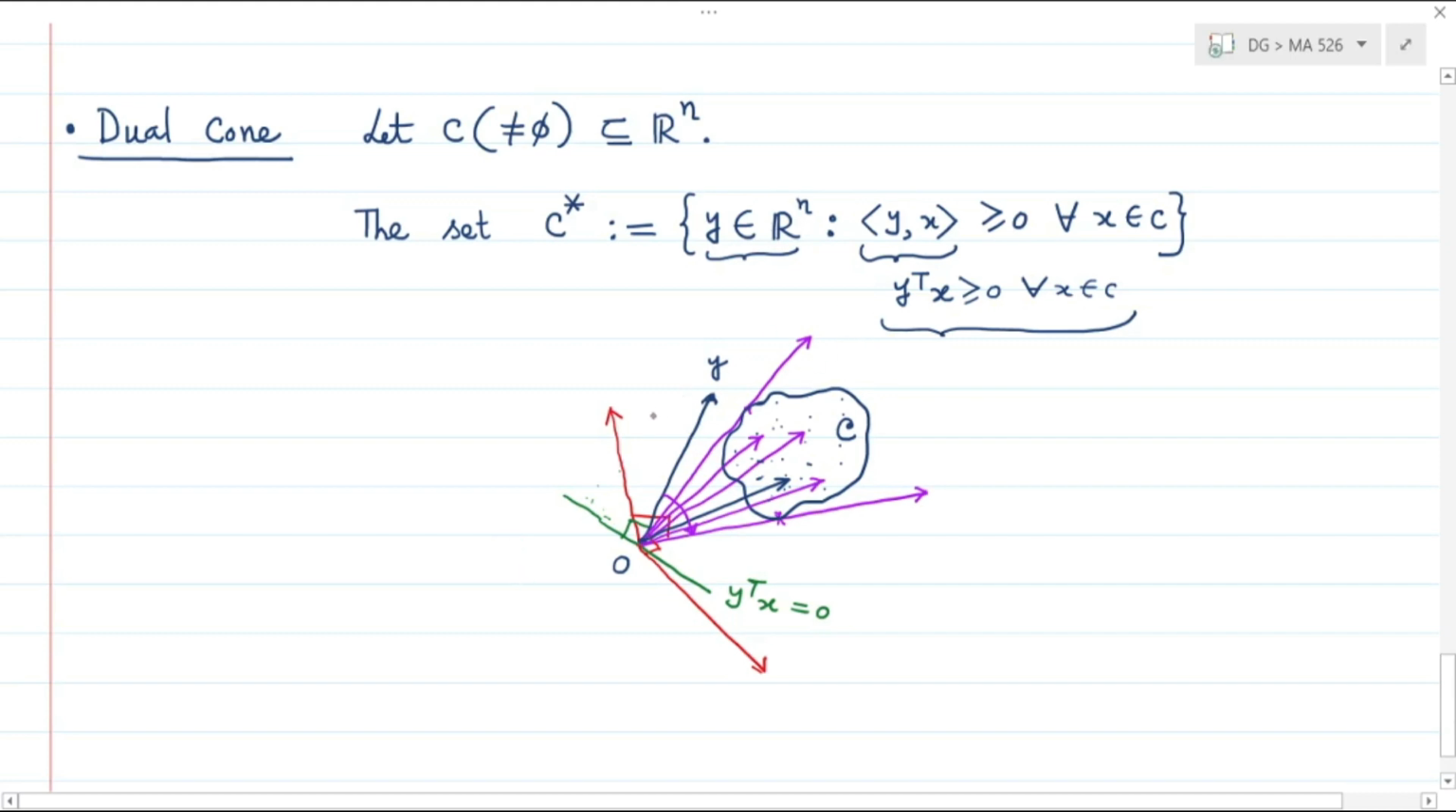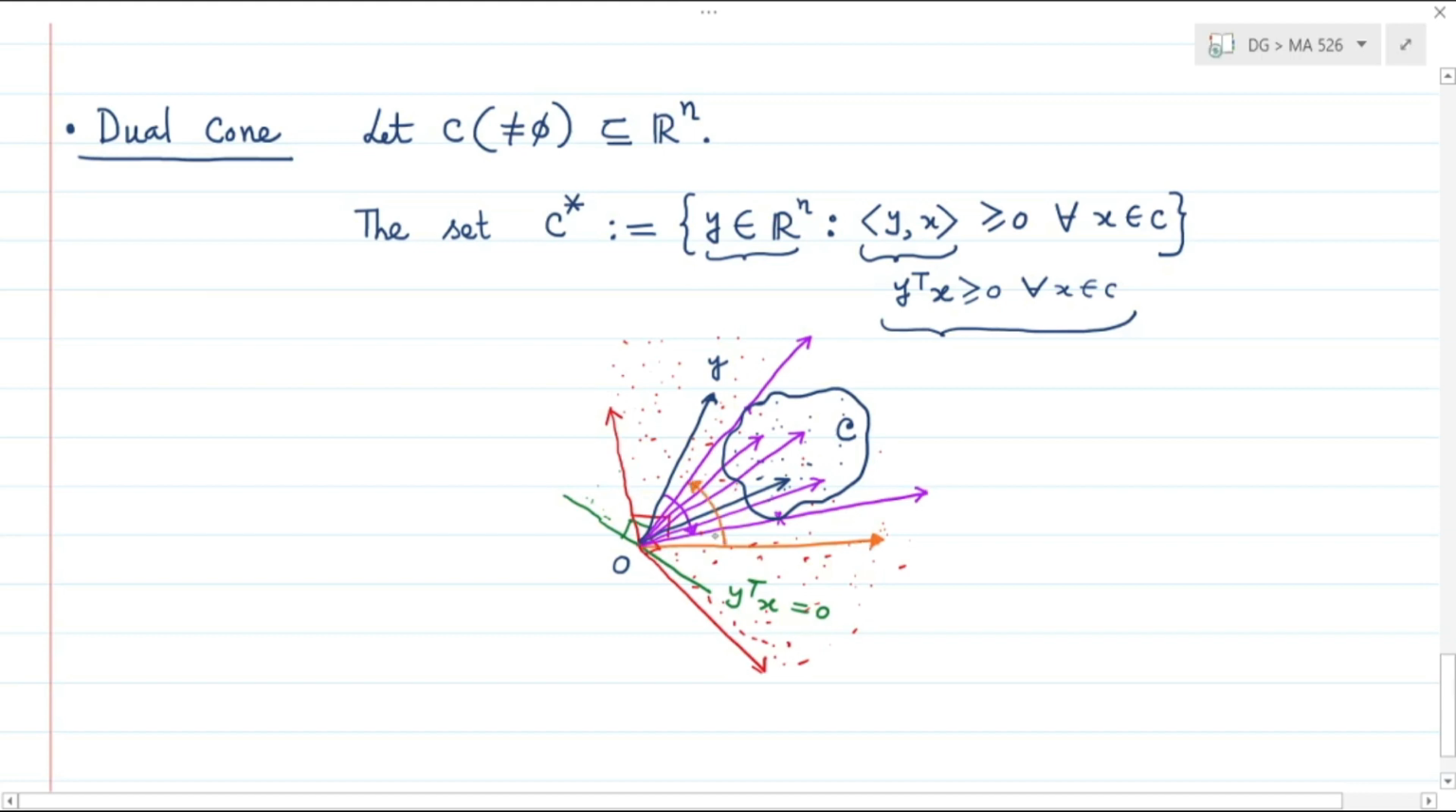And therefore the set C star is the set of all these points in between the two red lines, the two red directions that I have drawn. Because here you note that any direction in between these two red directions, let me pick a direction arbitrarily, let me choose this direction, obviously makes an angle not more than 90 degrees with all the vectors in C.